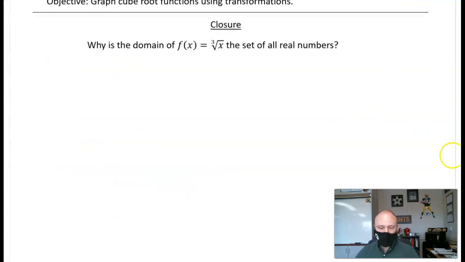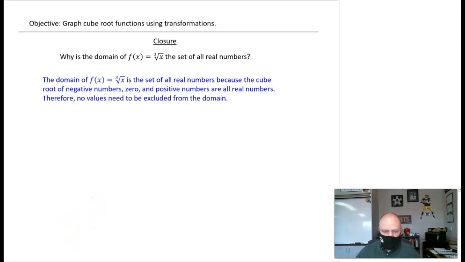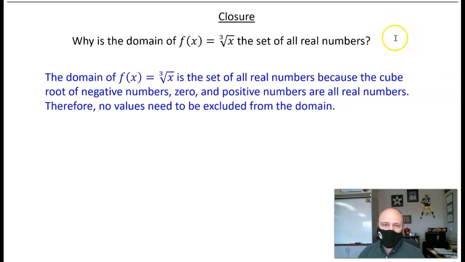Closure. Why is the domain the set of all real numbers for the cubic root function? Think about that. I'll show the response in a second. Okay, here is the answer. The domain of f of x is the set of all real numbers because the cube root of negative numbers, 0 and positive numbers, are all real numbers. There's no need for these values to be excluded from the domain.